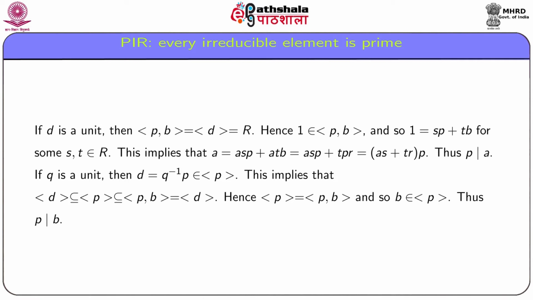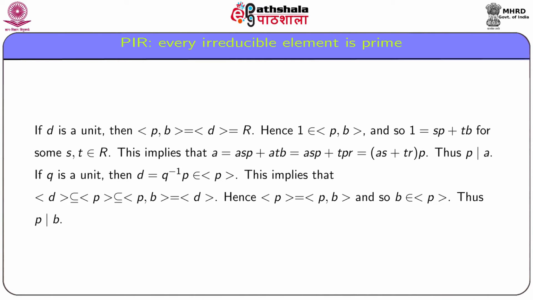If D is a unit, then the ideal generated by D becomes the whole ring R, and hence 1 belongs to the ideal generated by P and B, that is, 1 becomes SP plus TB for some S, T in R. Multiply A to both sides and it follows that P divides A.